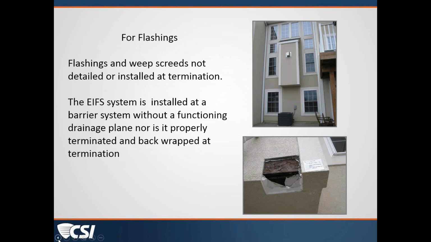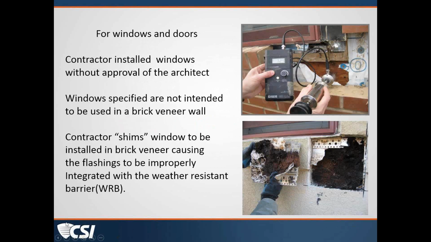So in this particular case related to flashings, the flashings and weep screeds were not detailed, nor were they installed at their termination points. So the EIFS system is installed without a drainage plane, and it wasn't properly terminated, and it wasn't properly back wrapped where it was terminated. These were just some of the flashing issues that occurred. Let's look at the next slide at windows and doors where there were terminations.